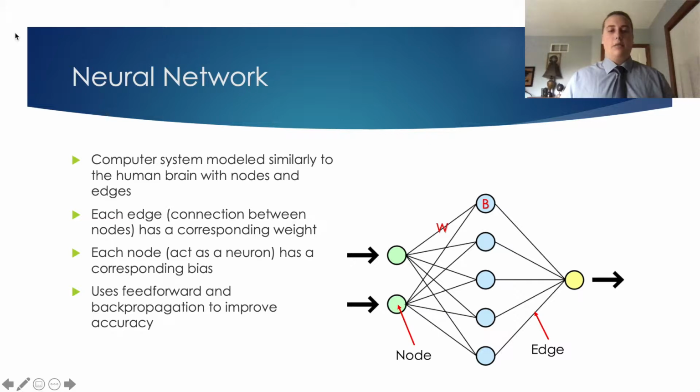Now, each edge has a weight and each node has a bias, and these are just numbers assigned to them that are changed throughout the model's training to better fit the data. So feed forward is running data through the model to get a prediction, and then back propagation is changing those weights and biases, the numbers, to improve the accuracy of the model.